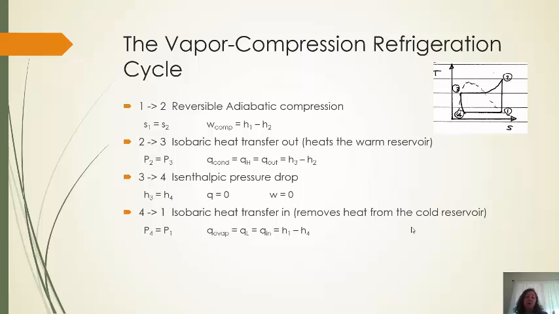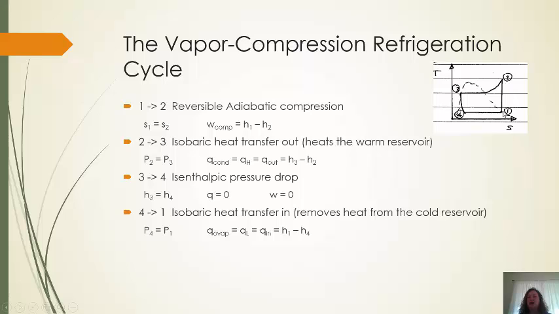Now our new piece of equipment is that valve. Okay, the valve with Q equals 0 and W equals 0, and if there's no kinetic or potential energy change, then what we find is that it is isenthalpic. So H3 equals H4. And a drawing of this on a TS diagram is shown here.